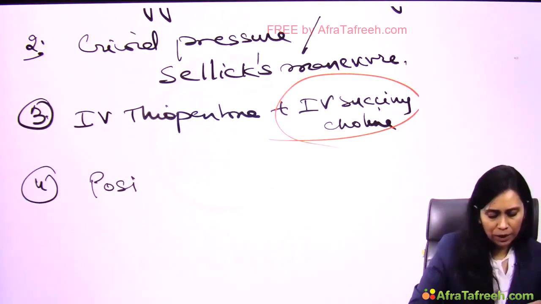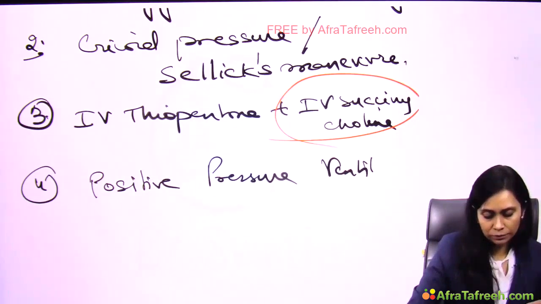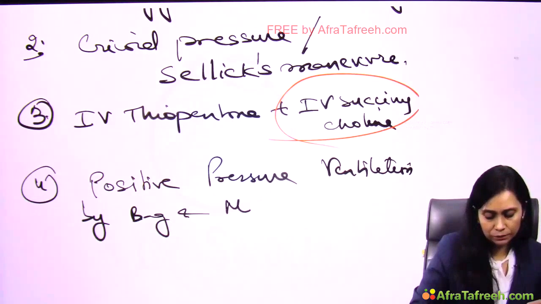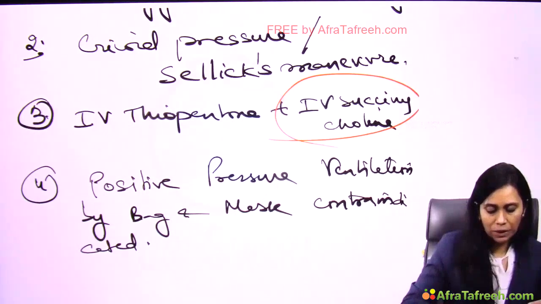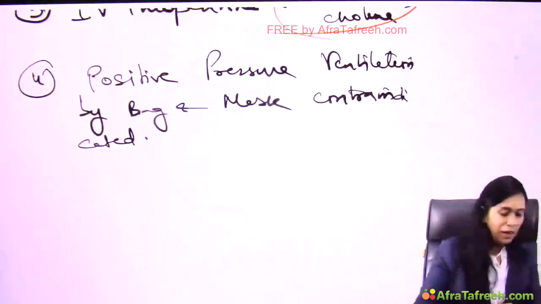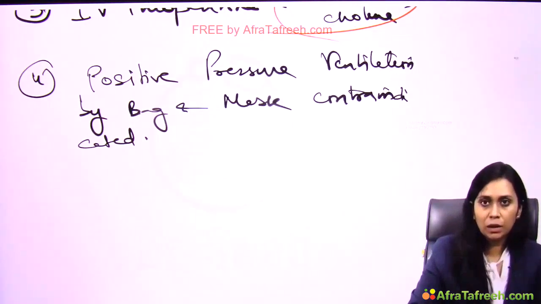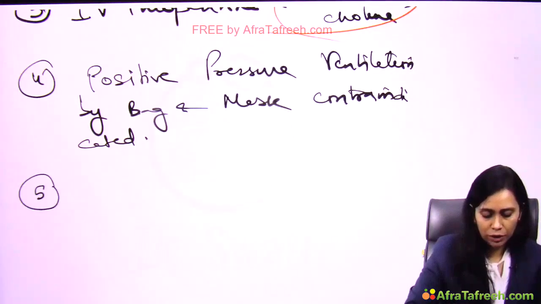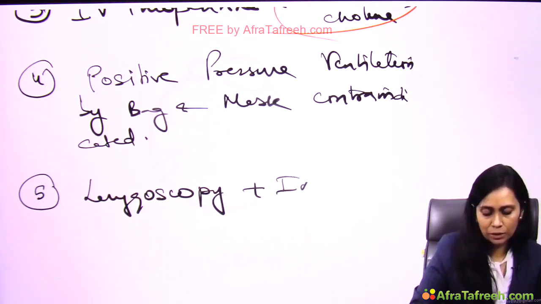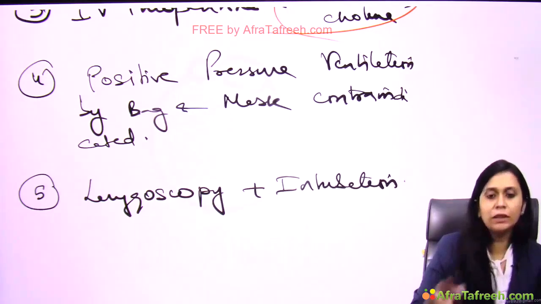positive pressure ventilation by bag and mask is contraindicated. If I do this, what will happen? Patient will aspirate. Okay? So it's contraindicated. Fifth, we do laryngoscopy plus intubate. So I have done laryngoscopy and intubation.